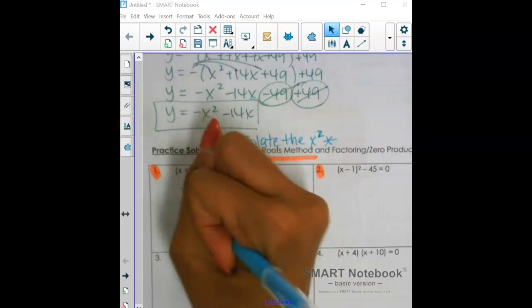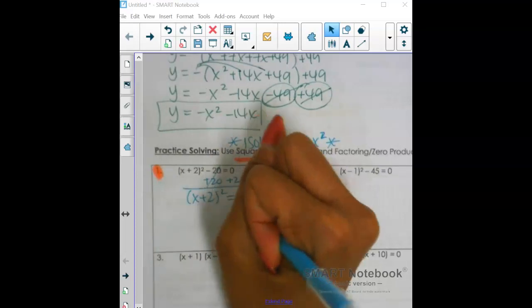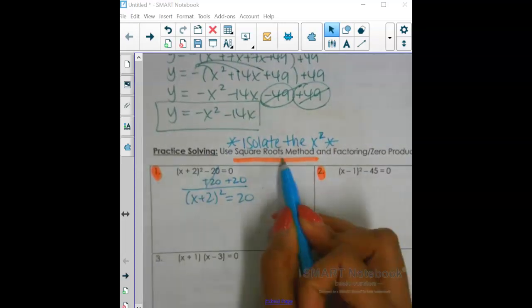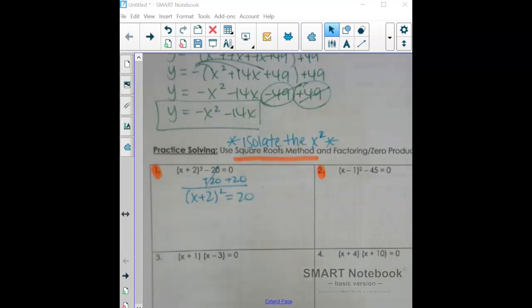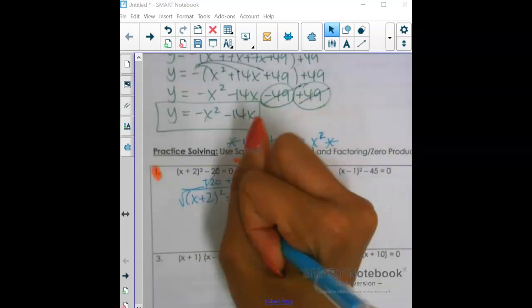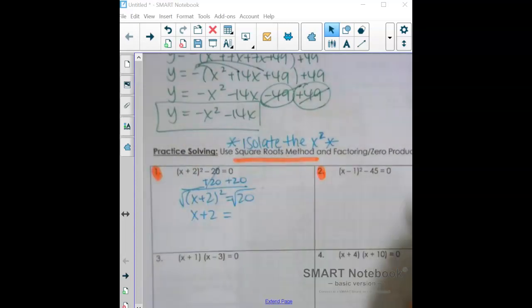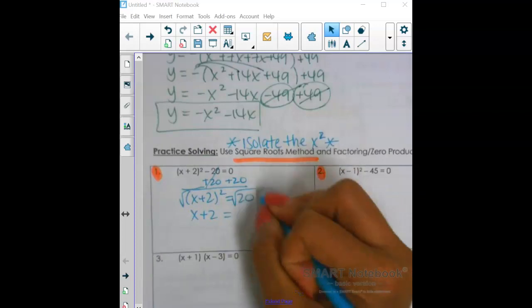So we'll have x plus 2 squared is equal to 20. Guys, don't try to FOIL this. Don't try to distribute. This can be solved by the square root method. This is how. Tristan, once you get to this point, what can you do? Square root both sides. When you square root both sides, you'll have x plus 2 on the left, and then you'll have to simplify the square root of 20.